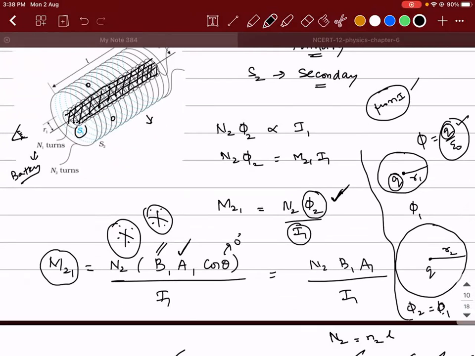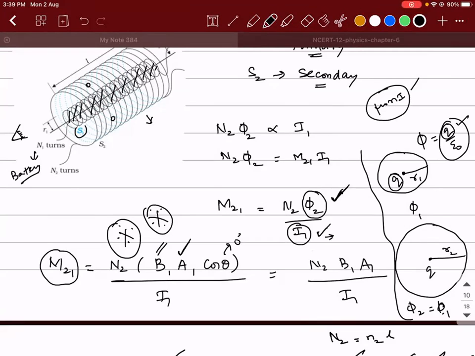Yes, sir. So A1 is the area of the primary coil, no, sir? That is S1, right? That's right. Yeah, smaller coil, yes. And in the second one, oh, sir, you took S1 as primary. Okay, sir. I got confused. I took S2 as primary, sir. No. S1 is primary. S1 is primary. Because you have to look at the denominator.